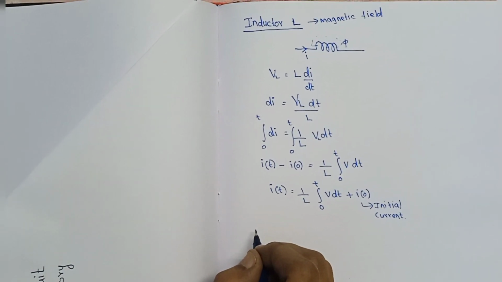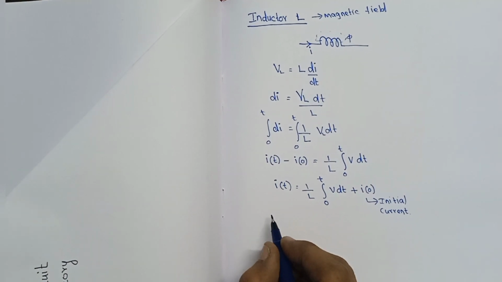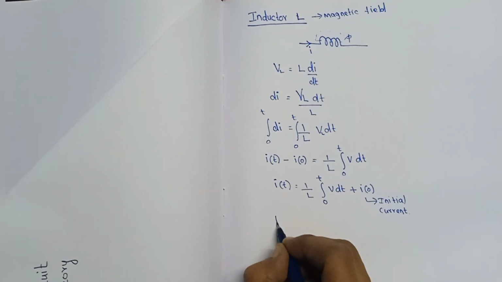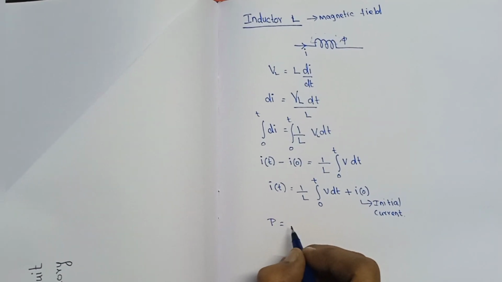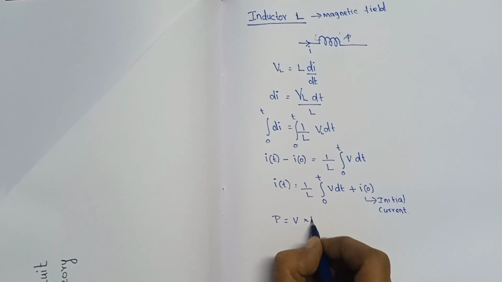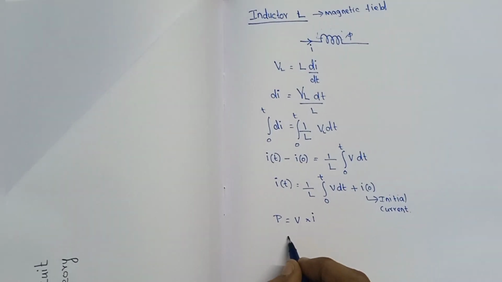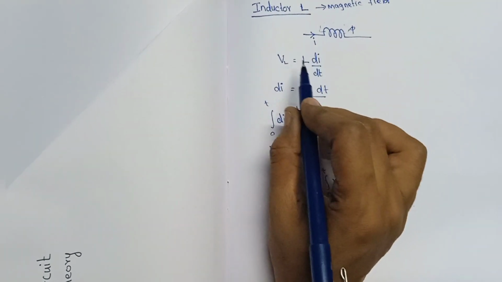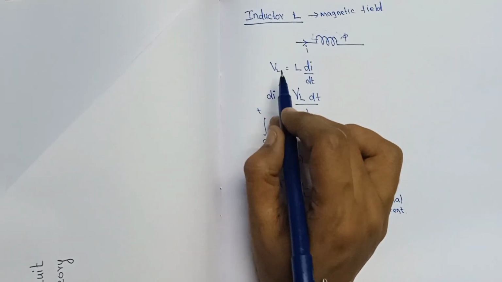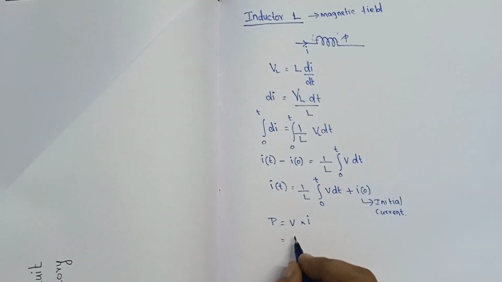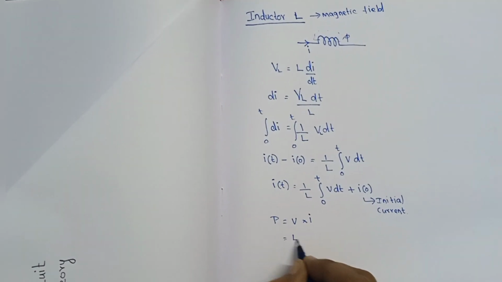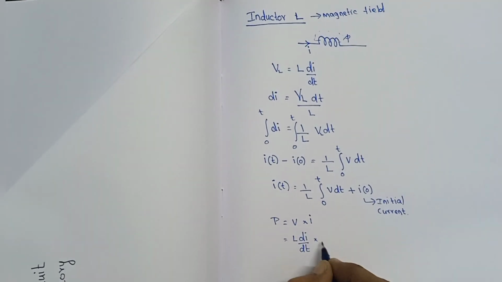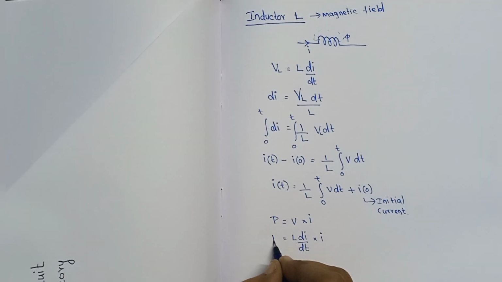So we all know the formula for power. What is the formula for power? Power P is equal to VI, right? So power P is equal to V into I. Here V is nothing but the inductor voltage. We already wrote this here. So what is the value of the inductor voltage V? L di by dt. So instead of V I am going to write L di divided by dt. Already I is here, so this is nothing but power.